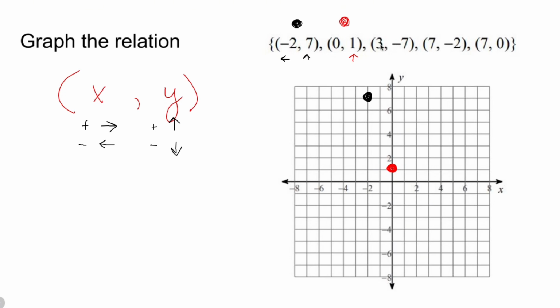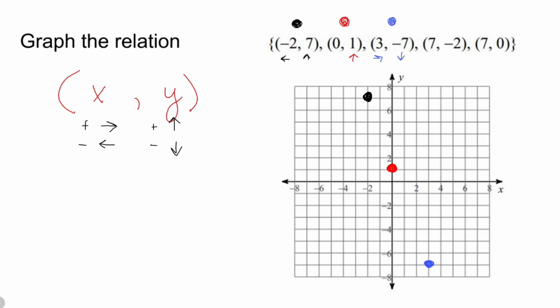If I were to graph 3, -7, 3 is positive, so I'm going to move to the right 3. -7 is negative, so I'm going to move down 7. So you start at 0, 0, right 1, 2, 3, and then go down 1, 2, 3, 4, 5, 6, 7. And there's my point right there in blue.